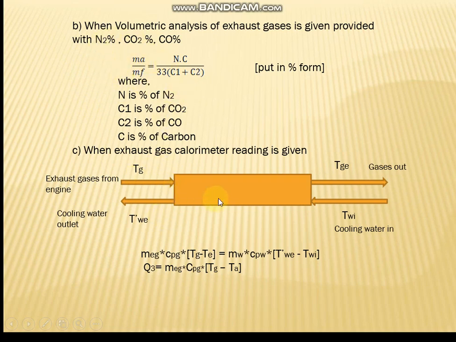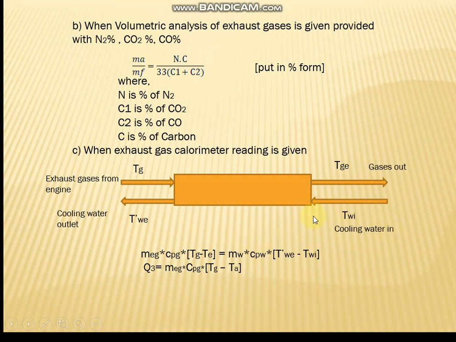Third problem we will see now, when exhaust gas calorimeter readings are given. This is the exhaust gas calorimeter. From the engine, the gases are flowing to the exhaust gas calorimeter. This is a heat exchanger. This is exhaust gas from the engine, TG. This is exhaust gas out from the exhaust gas calorimeter, TGE. This is cooling water in, TWI. TW dash is cooling water out.